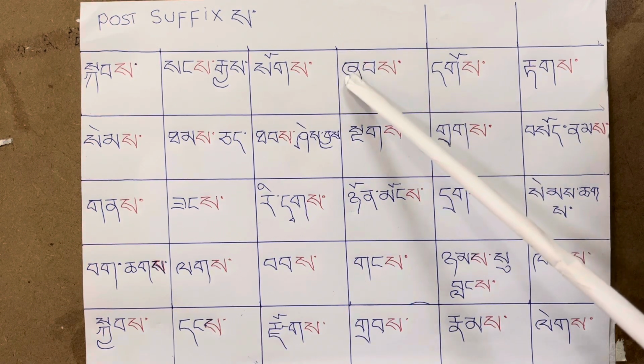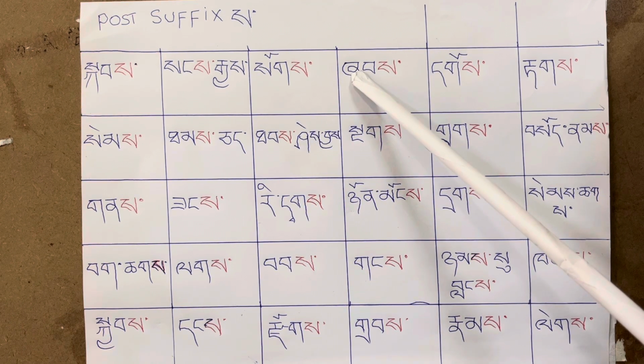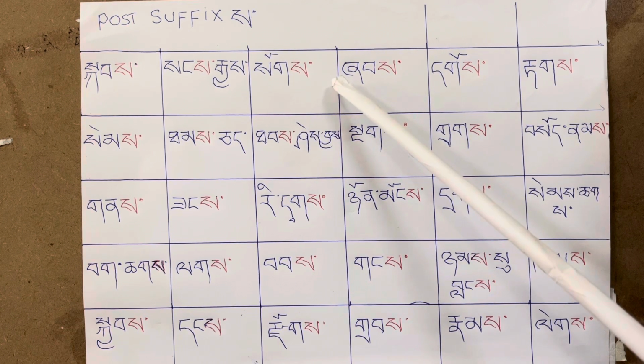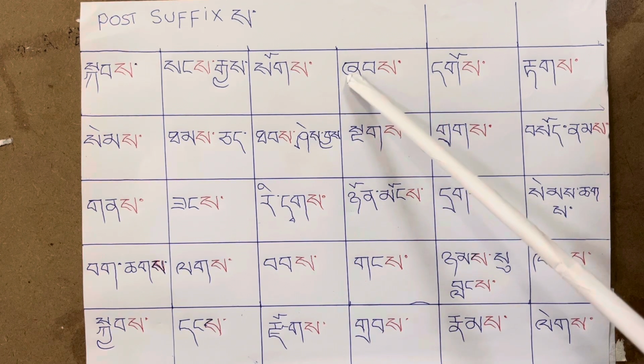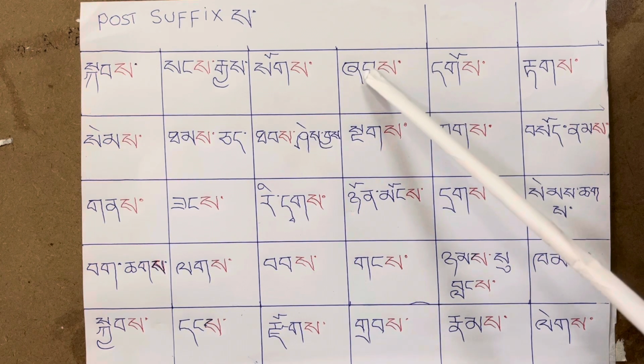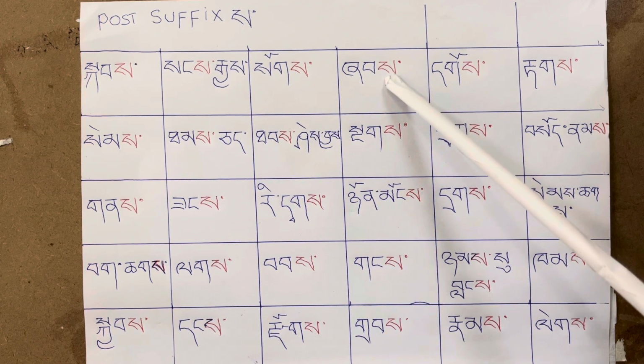so let's see if sha is one of the prefixes which remain silent. So ga, da, ba, ma, ha. It's not, sha is not one of them. So we know that we have to pronounce this. This is the root letter. This is the suffix. And this is the post suffix.